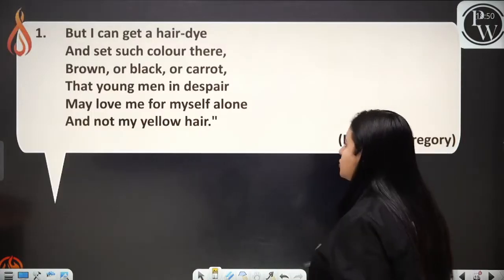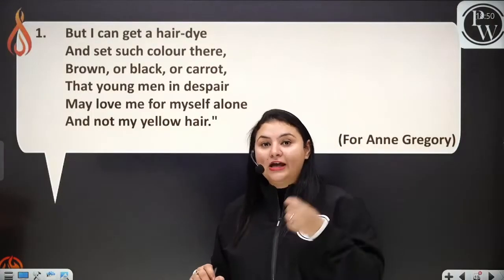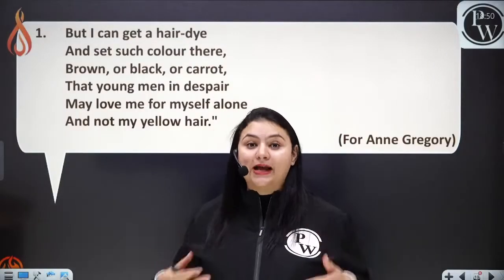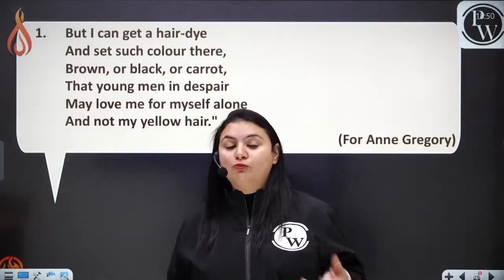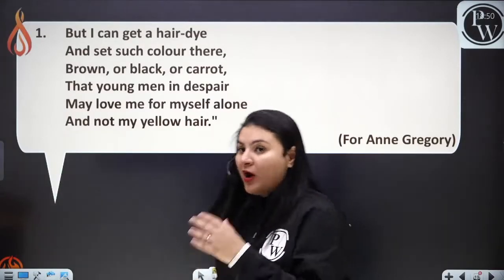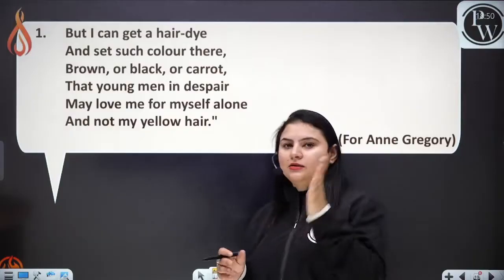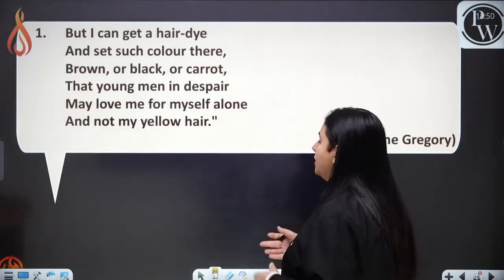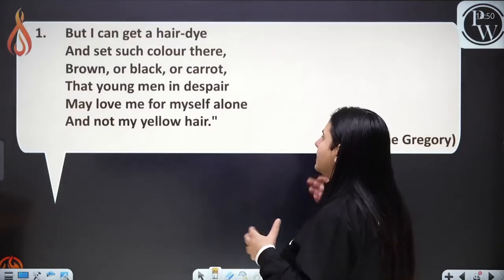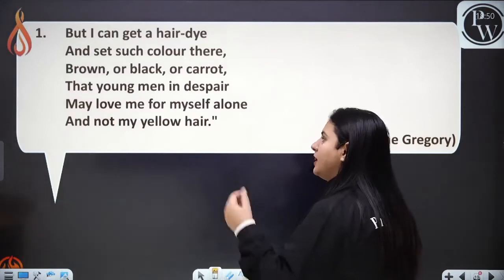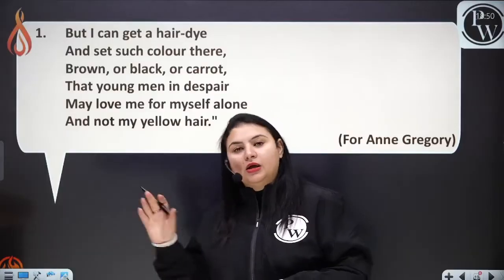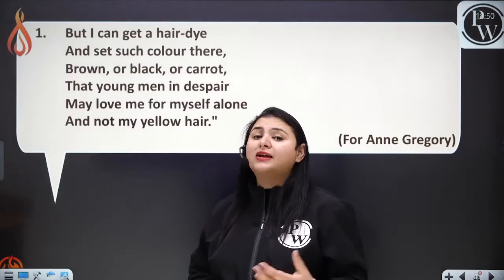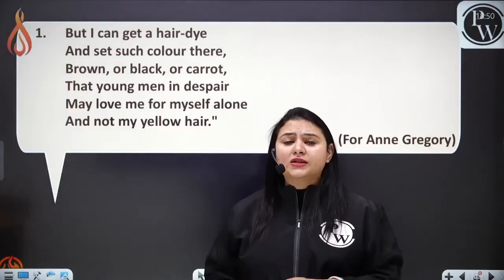Now, let's talk about the homework. This is from your latest sample paper. This poem is very important for Anne Gregory. Here you have been given a passage, this is the second paragraph. But I can get a hair dye and set such color there, brown or black or carrot, the young man in despair may love me for myself alone and not my yellow hair. Here, we know that this paragraph is about Anne's solution. This is a solution that Anne is talking about, that I'm going to change the color of my hair.